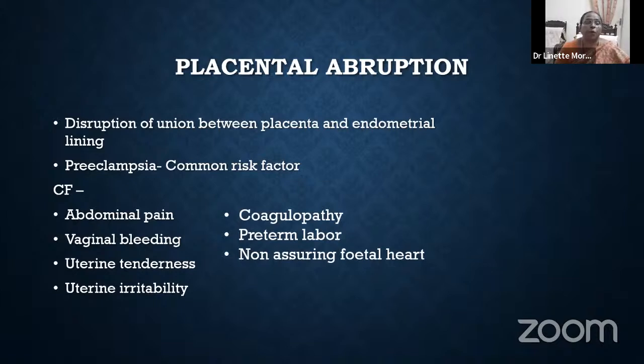Patient may present with abdominal pain and vaginal bleeding, which can be concealed or revealed. If it is revealed, it will be a profuse vaginal bleeding, or it may be a concealed one with a retroplacental blood clot, in which case the patient may present with hypotension in the absence of vaginal bleeding. Associated with this, there may be uterine tenderness, uterine irritability. A coagulopathy may be present. Patient may present with preterm labor and a non-assuring fetal heartbeat.